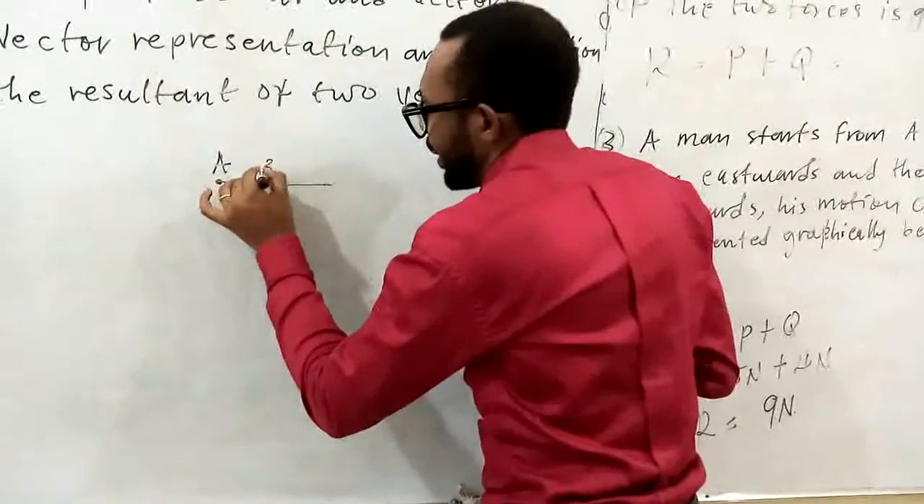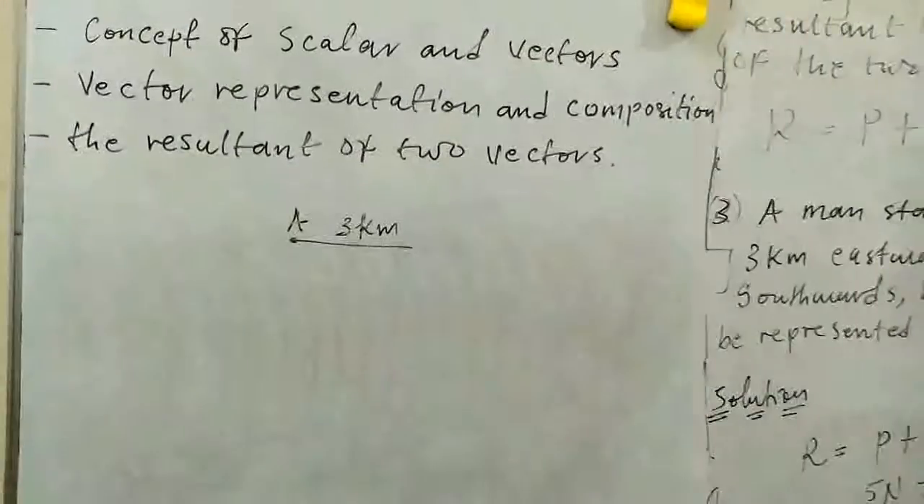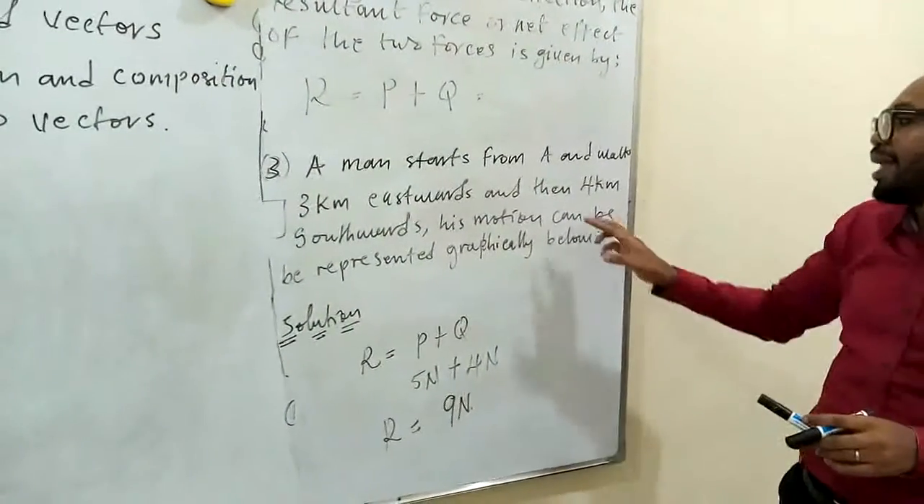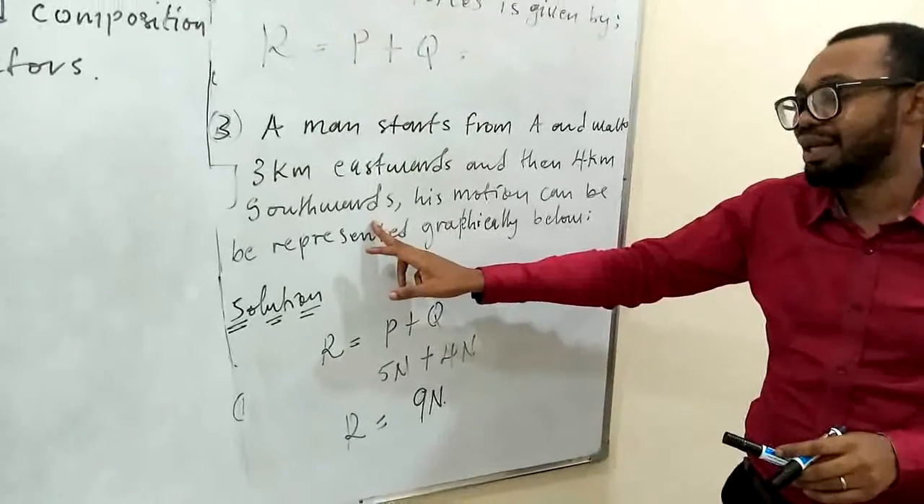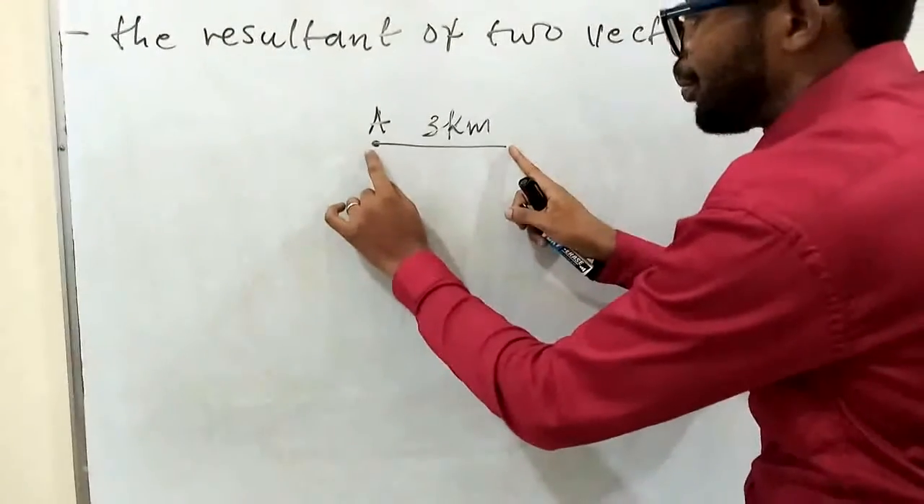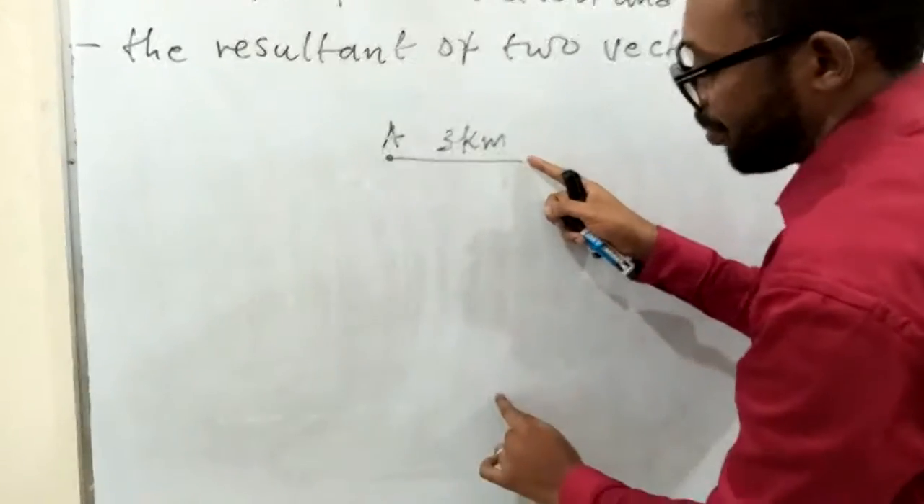Let's assume this is 3 kilometers. Okay? Now 3 kilometers eastward. It has moved eastward. And then 4 kilometers southwards. Isn't it? 4 kilometers southward. In other words, the length from this point to this point will be smaller compared to the length from this point, which is 4 kilometers.